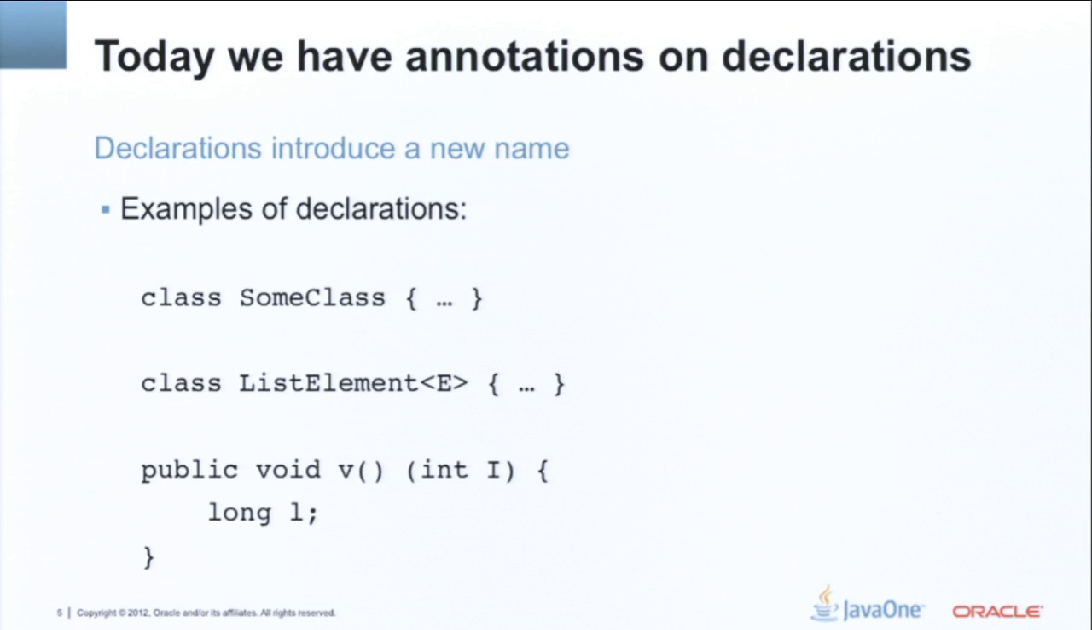So today we have annotations on declarations. Declarations introduce a new name into your program. So here are some example declarations. Very simple: a class and a type parameter. And in the last example, I actually introduced three new names: a method named v, a parameter named i, and a long named l. And all of those you can annotate today.